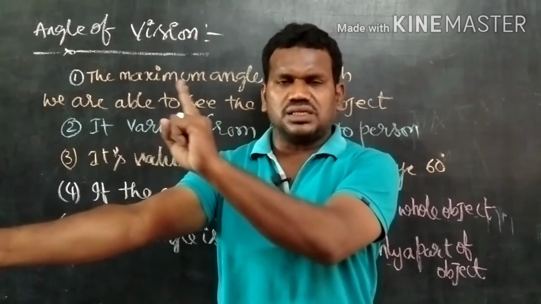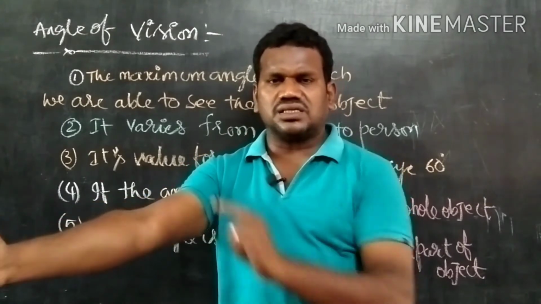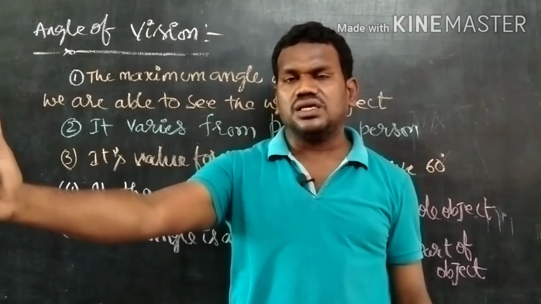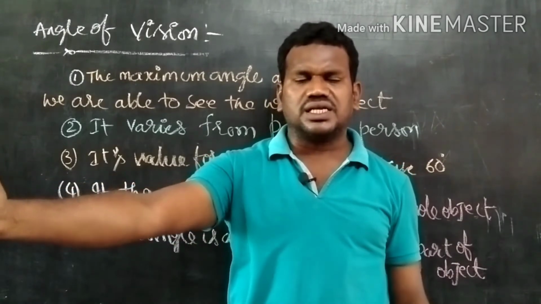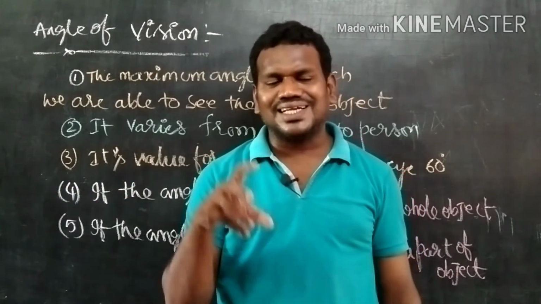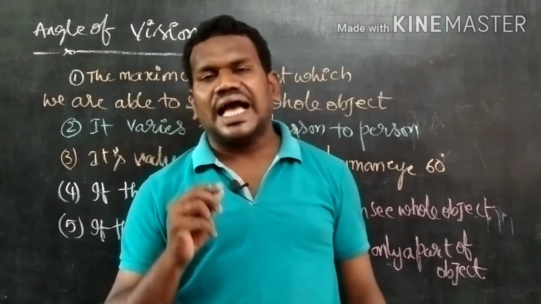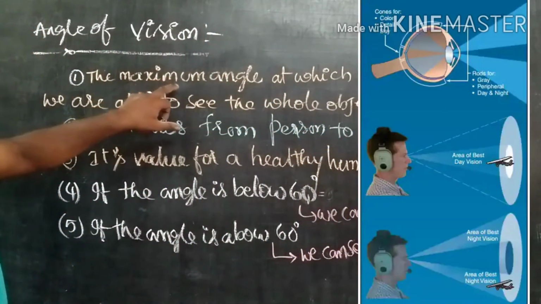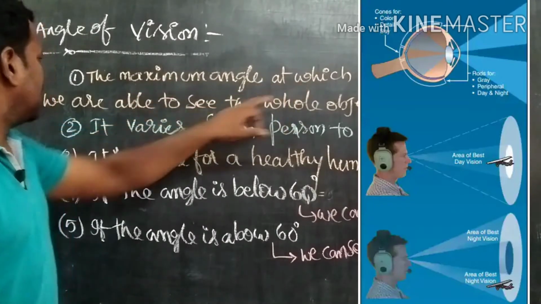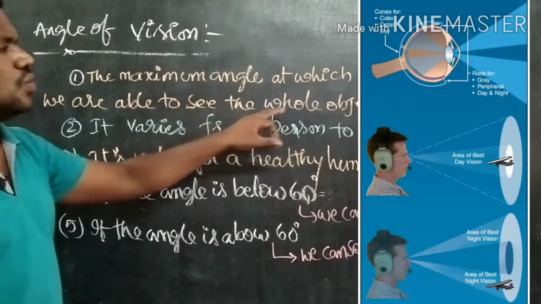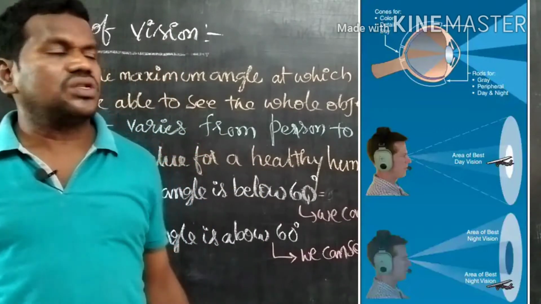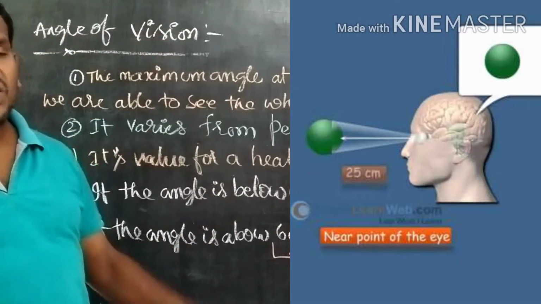If we imagine this is 0 degrees and again on average 60 degrees, means between this 0 and 60, if we imagine there is a certain angle, that angle is nothing but the angle in which we can see the object in a clear manner. That angle is called angle of vision. Now once again see, the maximum angle at which we are able to see the whole object. We should see the total object. Such an angle only we should call as angle of vision.